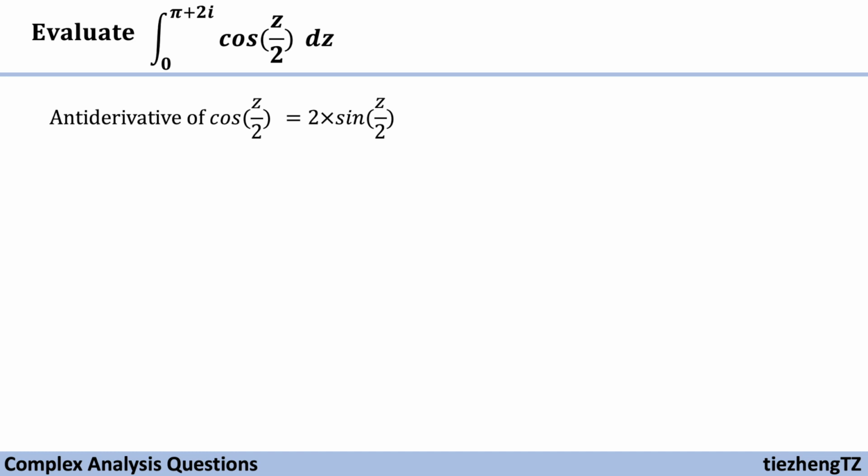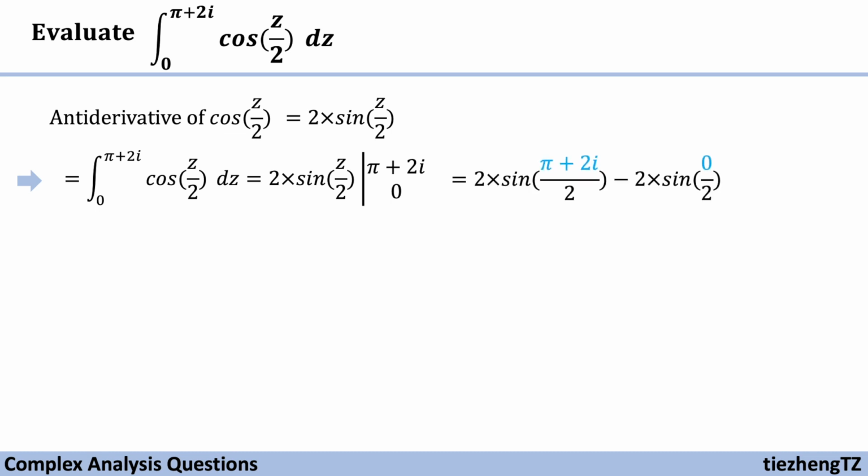It's 2 times sine half z. So our integral function becomes 2 times sine half z from 0 to pi plus 2i. Substitute, we have 2 times sine of (pi plus 2i) over 2, minus 2 times sine of 0 over 2. And we know sine 0 is 0.